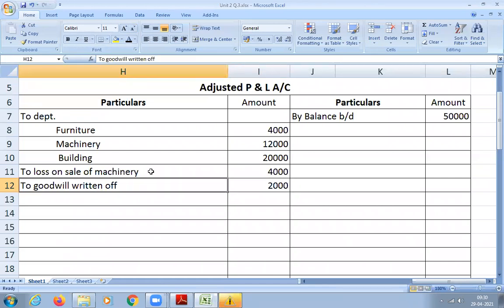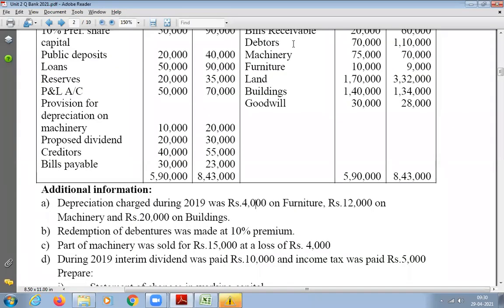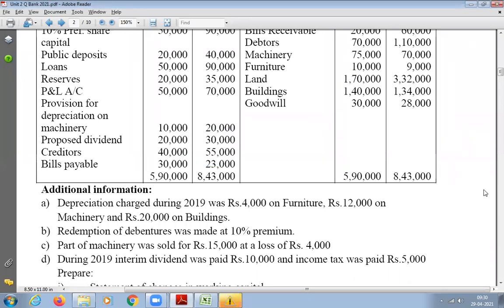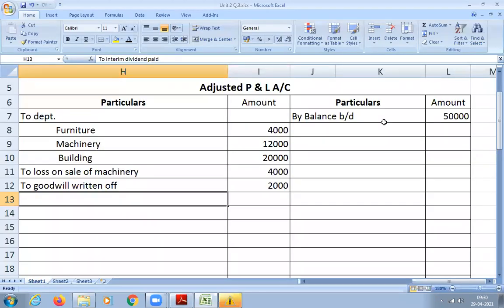Next. Sir, in the second adjustment, redemption of debenture was made at 10% premium. So that we need to write. The premium on redemption at 10% will be an expenditure for the company, which is debited to the P&L account and has reduced my profit. So now we have to add it back. Write down premium on redemption of debentures.